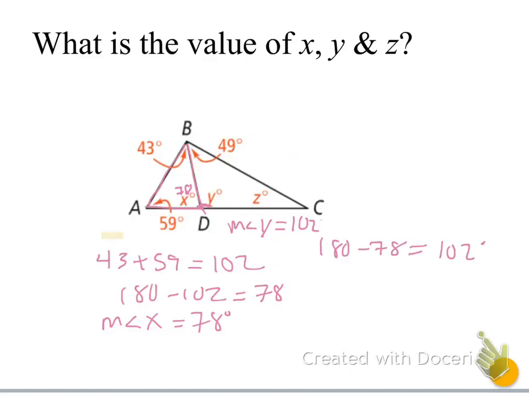Okay, so now if I'm looking at this other triangle here, I have two angles, and I'm missing my third one. So if I add 102 plus 49, I get 151, and subtract that from 180, I get 29. So the measure of angle Z is then 29 degrees. So you can jump from one triangle to the other.